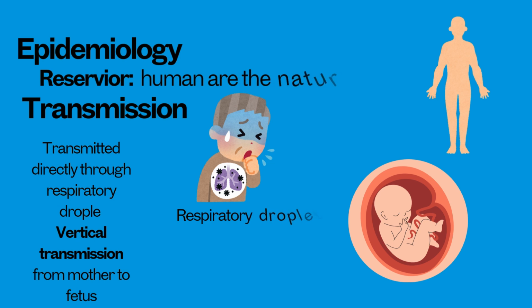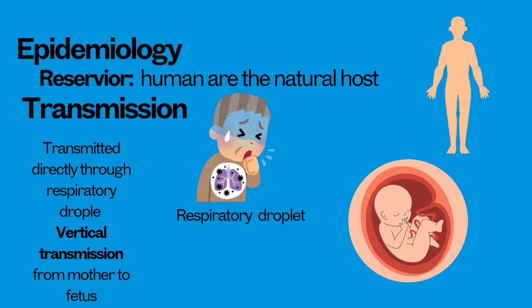Let's talk about the epidemiology. So, the reservoir of rubella virus is basically human. So, humans are the natural host. Transmission can occur via respiratory droplets, which is common for measles, which is common for mumps also. These all three infections can be transmitted via respiratory droplets, but in case of rubella, especially the infection can be transmitted vertically from the mother to the fetus.